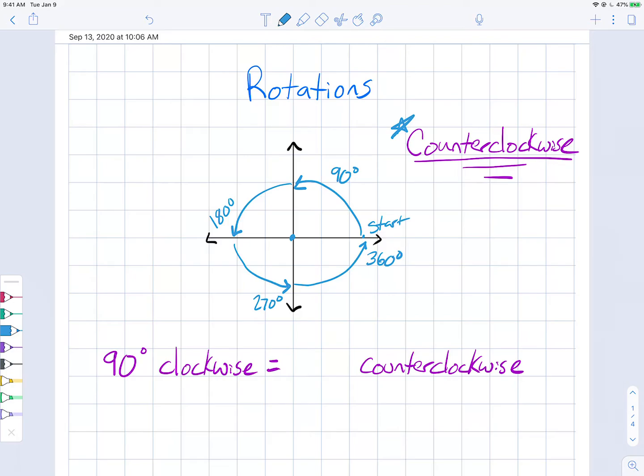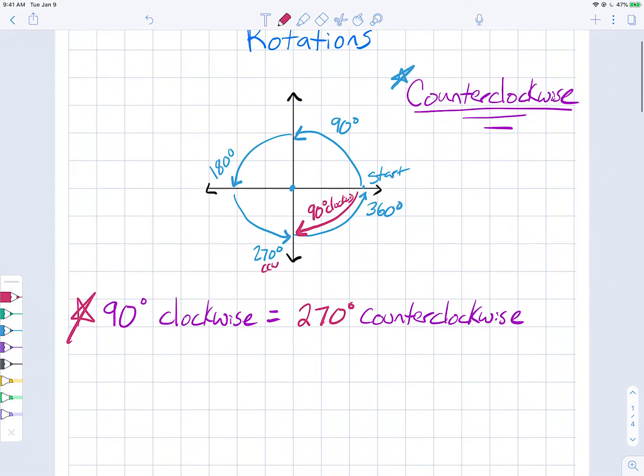So you are facing the same exact direction. Now, you will see things as clockwise occasionally, and it's basically only 90 degrees. If you do a 90-degree clockwise turn, it's the same as a 270-degree counterclockwise turn. So while all of your rules are going to be in counterclockwise, just know that a 90 degrees clockwise is the same as a 270-degree counterclockwise. You end up in the exact same direction. So this is a 90 degrees clockwise, and you end up in the same counterclockwise location as the 270-degree turn.